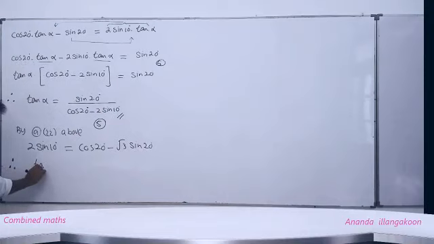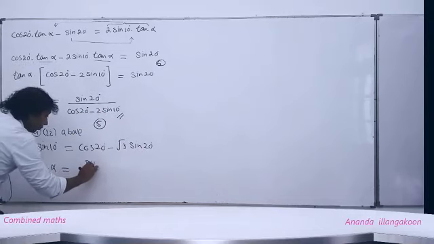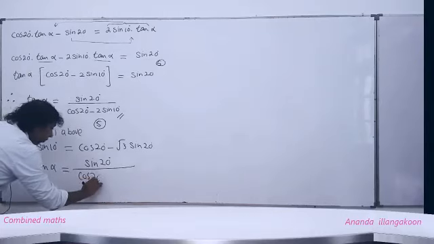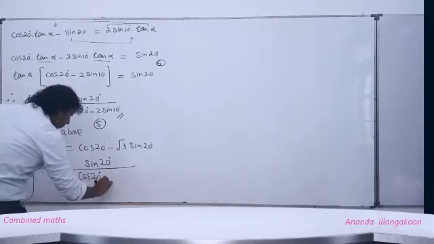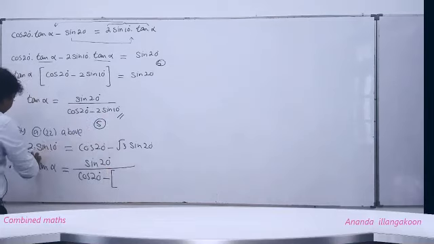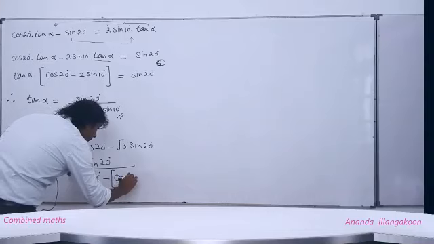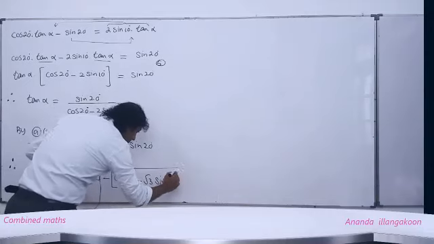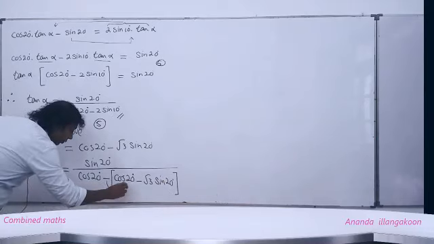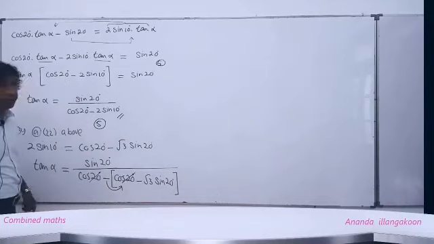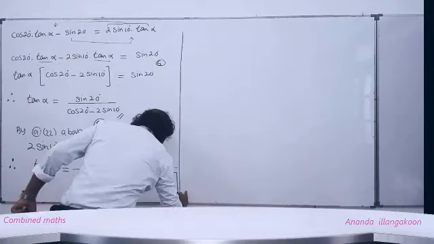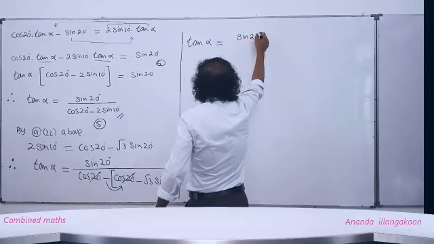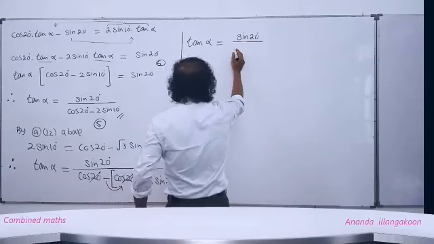therefore, tan alpha is equal to sine 20 divided by cos 20 minus, right, open a bracket, substitute for 2 sine 10, this, cos 20 minus root 3 sine 20. Then once we remove the bracket, we get minus cos 20, this and this you can cancel down, minus and minus make plus, people. Then we get tan alpha is equal to sine 20 divided by root 3 sine 20.